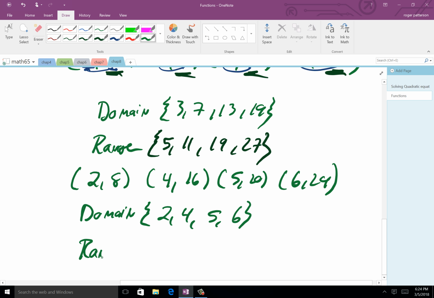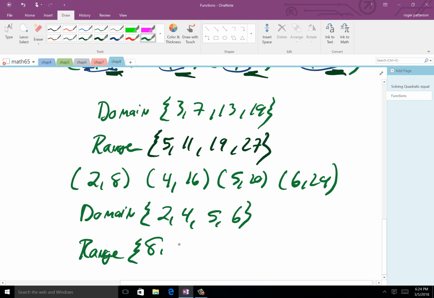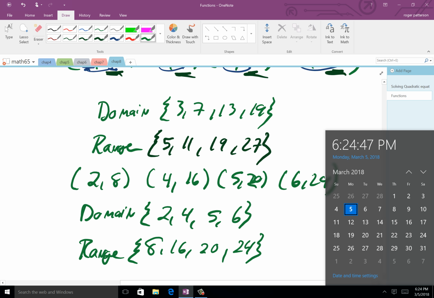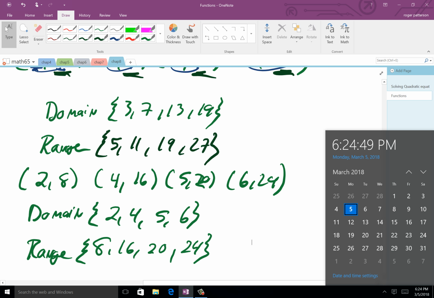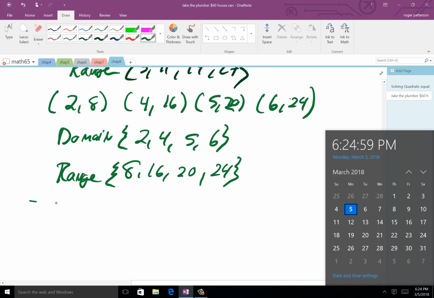And the range, 8, 16, 20, 24. Okay? That's your range. All right? Input, output. That's simple. That's a function. All right? Let's try this one.